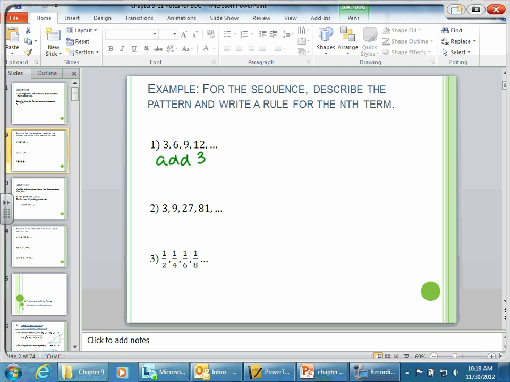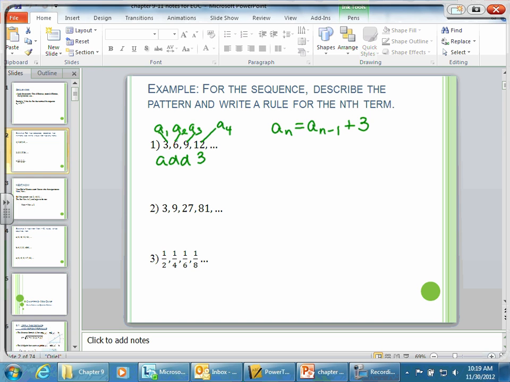So if I wanted to write the pattern of what's going on, we could think that this is my first term, my second term, my third term, and my fourth term. So to get to a general term, what do I need to do? Well, I'm going to take the previous term and add 3.